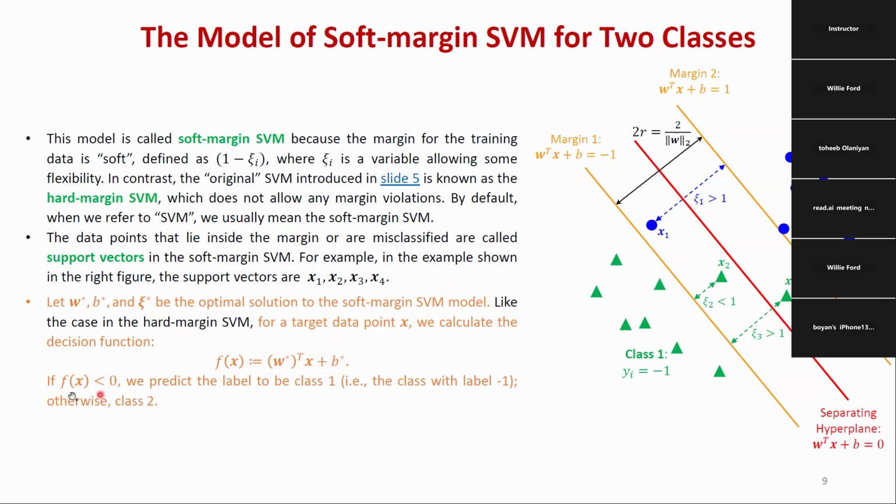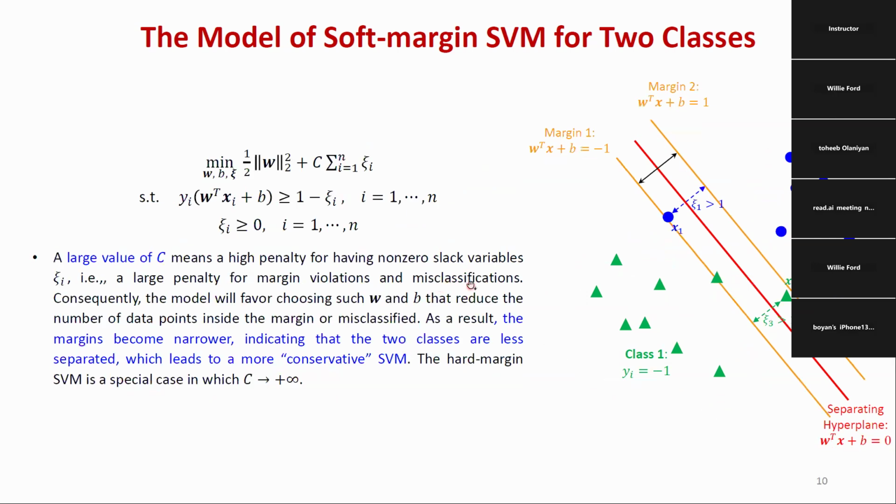Similar things, we define the decision function in this way, f(x) = W star transpose x plus B star. And then if this f(x) is less than 0, that means what? That means it's in this direction, right? And hence we classify it to be class 1. If it's greater than 0, then it will go to this direction, and hence we will predict it to be class 2. So this is okay.